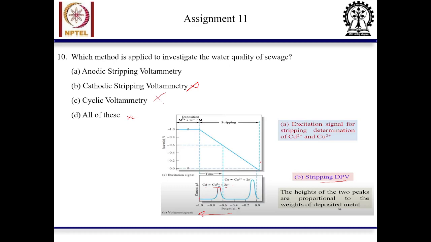The second thing is the height of the current. The height of the current is directly proportional to the concentration of your metal. So here we can say that copper is more than cadmium. The heights of the two peaks are proportional to the weight of the deposited metal. Basically, the more we deposit, the more current there will be.